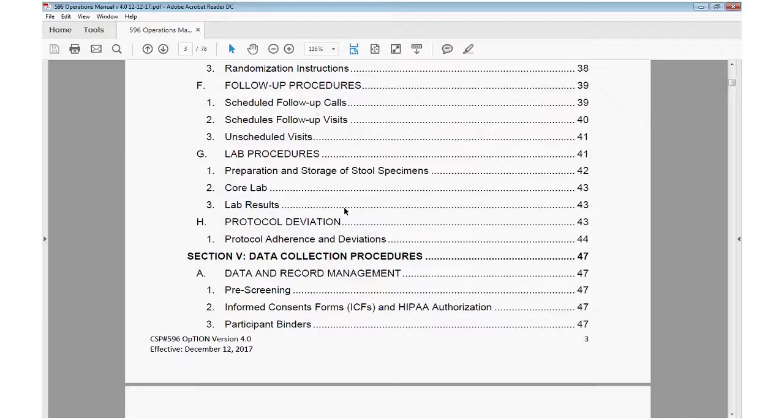If you do try to continue before you have uploaded this, it will be counted as a misrandomization and would be a protocol deviation.